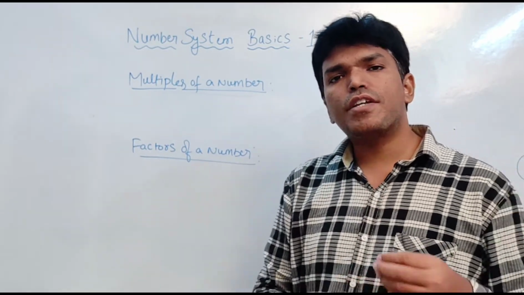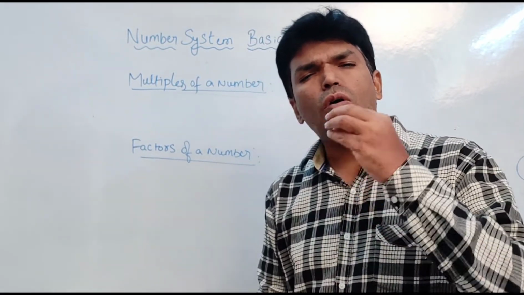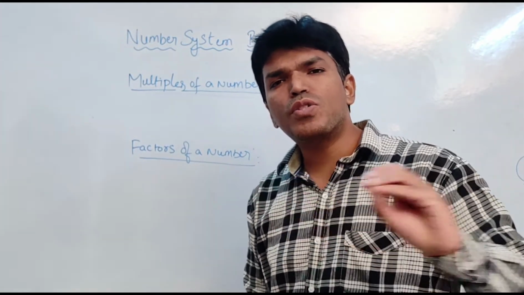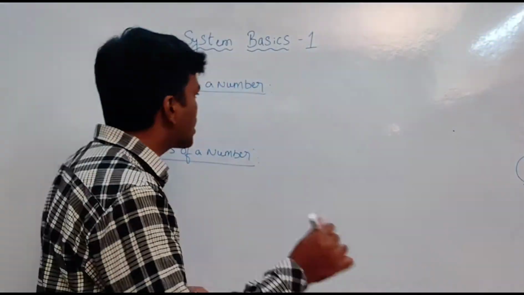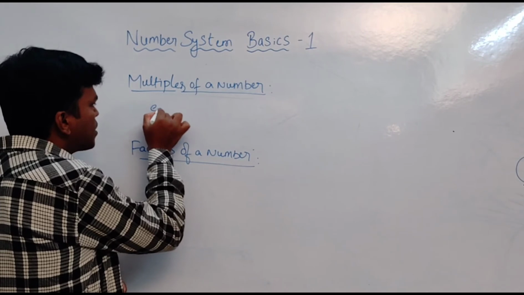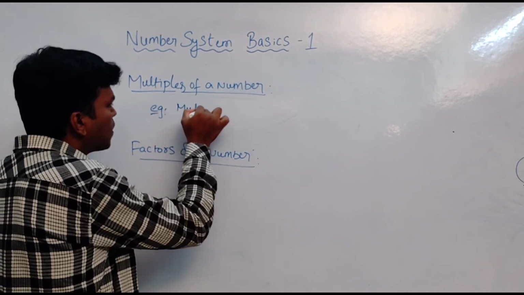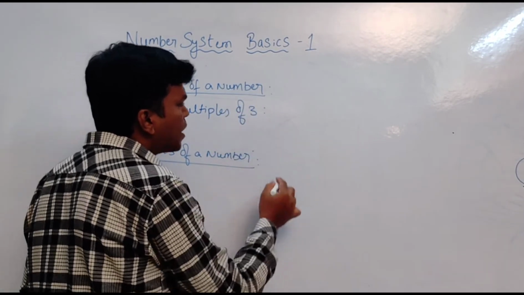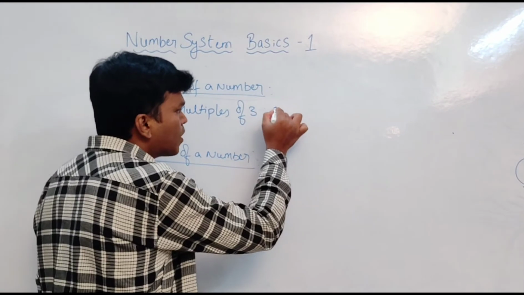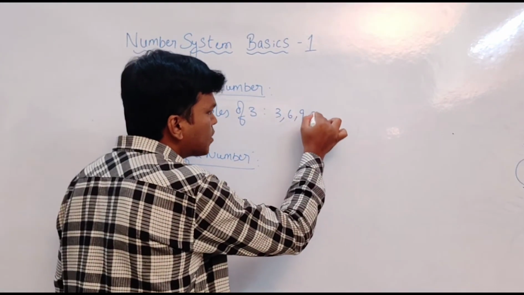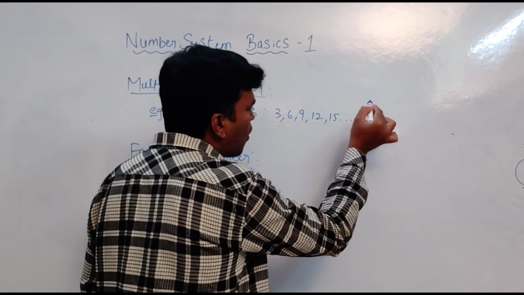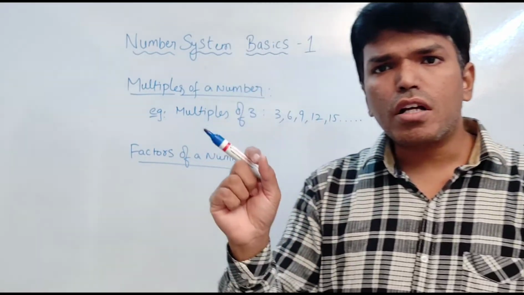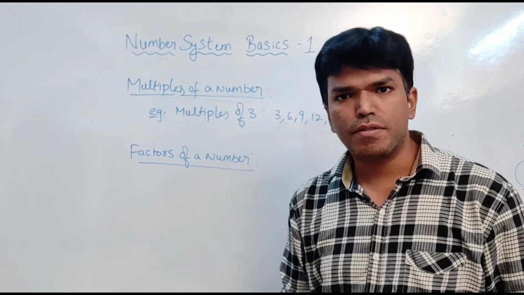For example, if I say 2, multiples are all the numbers which are coming in the 2 table. All those numbers are divisible by 2, right? Or else you can take multiples of 3. So what are multiples of 3? Start saying, right? 3, 6, 9, 12, 15 and so on. All these are multiples of 3. That means whatever numbers are coming in the 3 table are known as 3 multiples.